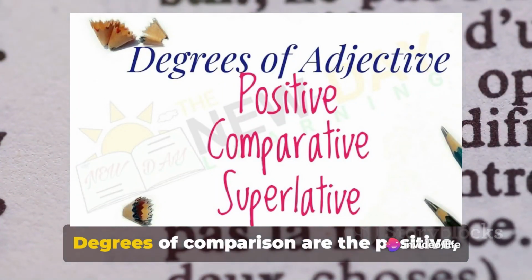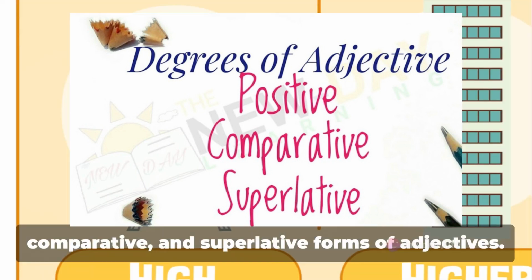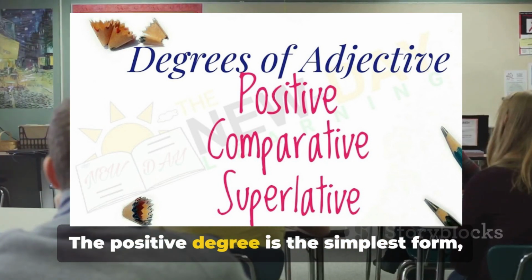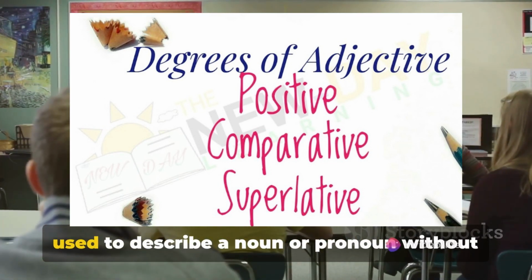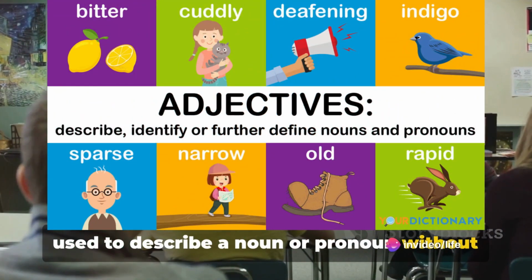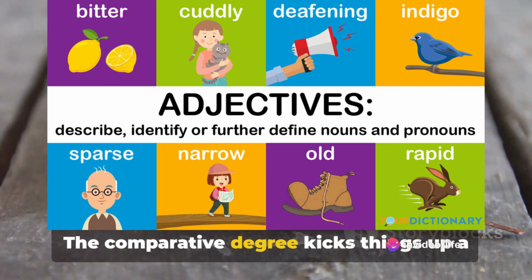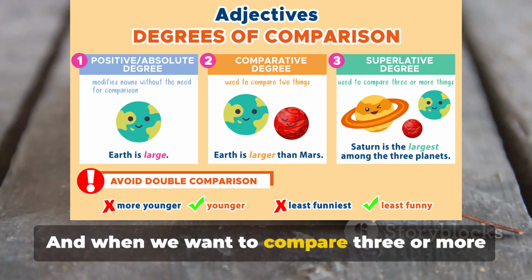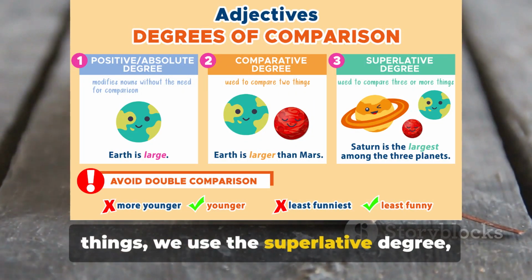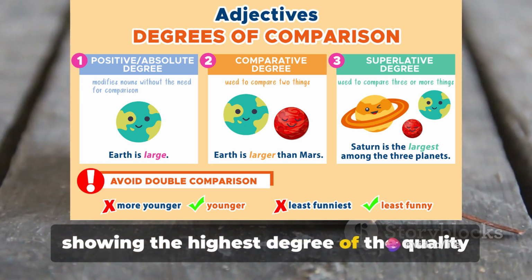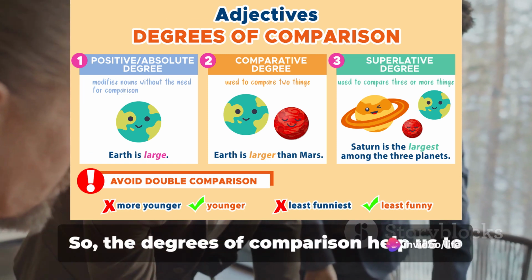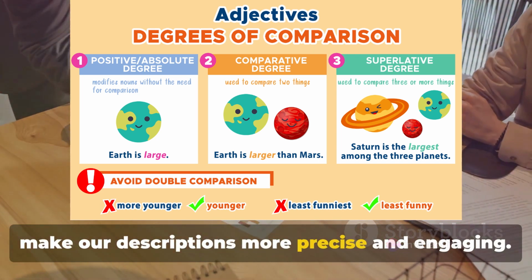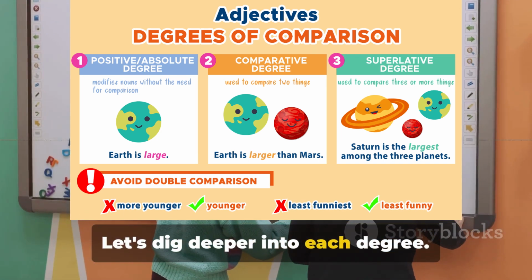That's right. Degrees of comparison are the positive, comparative and superlative forms of adjectives. The positive degree is the simplest form used to describe a noun or pronoun without any comparison. The comparative degree kicks things up a notch, allowing us to compare two things. And when we want to compare three or more things, we use the superlative degree, showing the highest degree of the quality described by the adjective. So the degrees of comparison help us to make our descriptions more precise and engaging. Let's dig deeper into each degree.